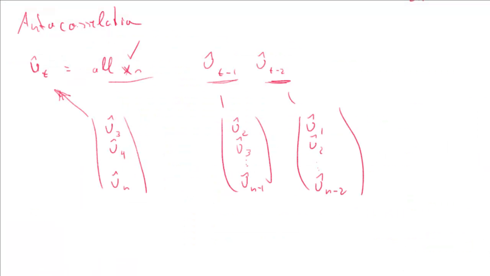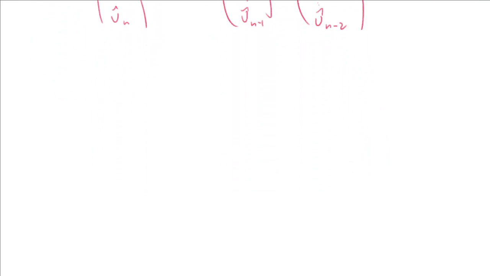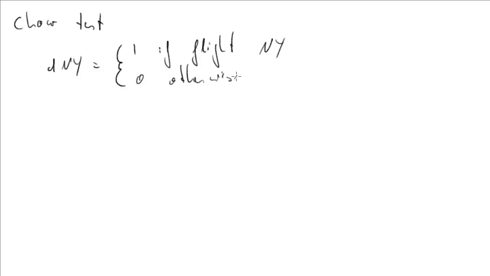So let me just briefly go to our little sketch pad, a Chow test. We created a variable dny that is equal to 1 if the flight involves New York, and 0 otherwise. Okay, well perhaps I'll put a little i in here, the ith observation.